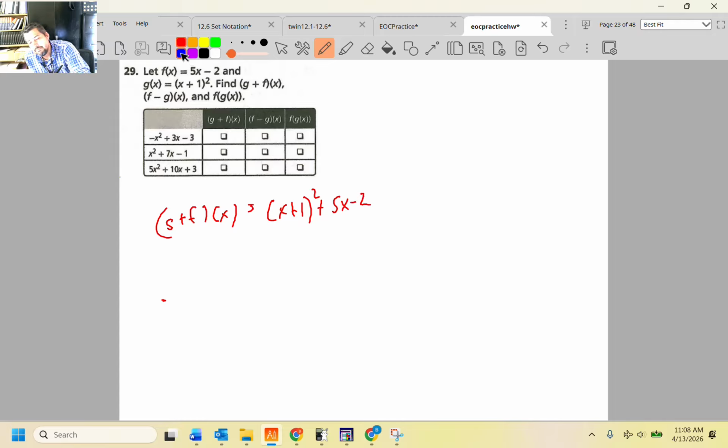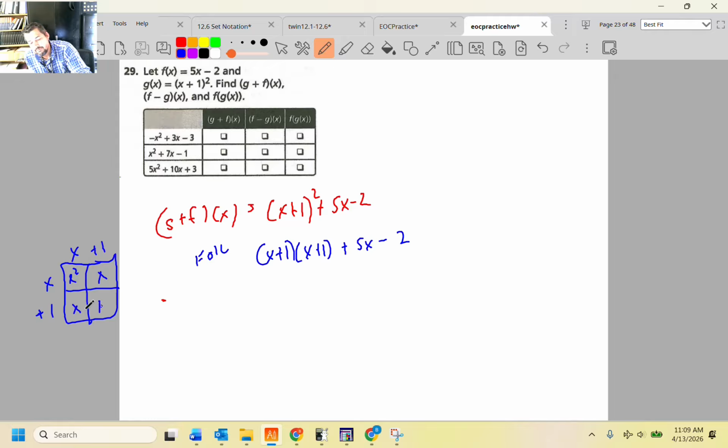Now, you have been with me since August. To square something properly, the only way you can do it is to write it twice. That's the only way to do it. And then you FOIL. Or you can even go back and do the box. Remember the box? Nothing killing you about doing the box. X times x is x squared. We get an x there. We get an x here, 1. X squared plus 2x plus 1.